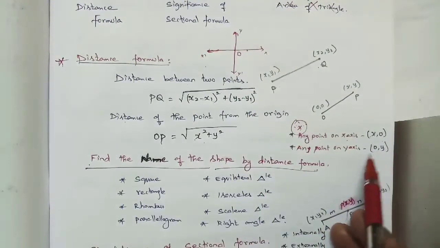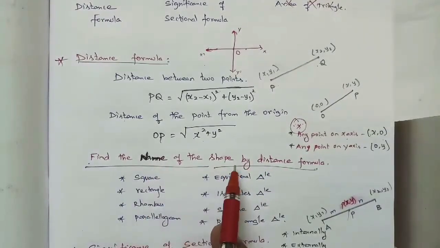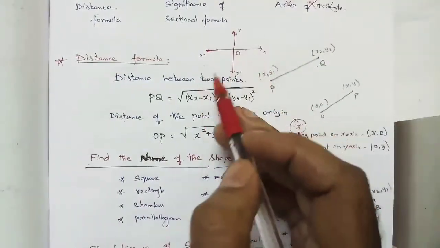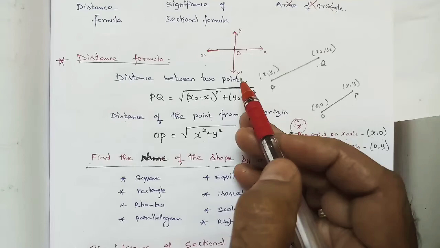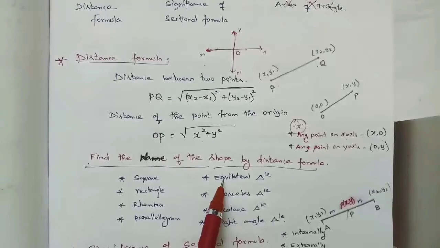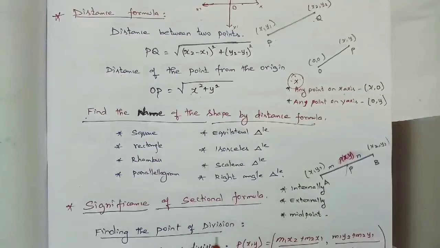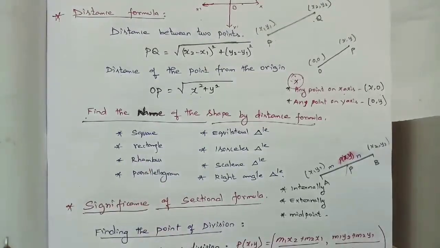Okay, next, find the name of the shape by using the distance formula. Suppose we have some shape. We have to see whether it is a square, rectangle, rhombus or parallelogram. If it is a triangle, we check whether it is equilateral, isosceles, scalene or right angle triangle. They will give you the coordinates. With the help of those, by using the distance formula, we have to find the name of the quadrilateral or the name of the triangle, right?